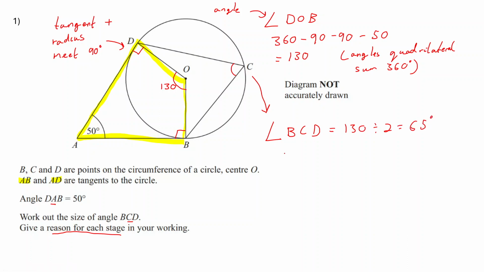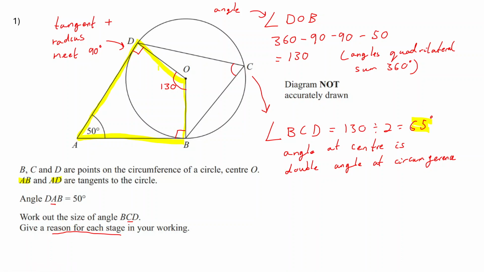degrees. And the reason is that the angle at the circumference, or I should really say at the center, the angle at the center is double the angle at the circumference. Okay, so there we go. That is our answer. Angle BCD is equal to 65 degrees, and I've shown the working at each stage. I've been really, really clear with it, hopefully.